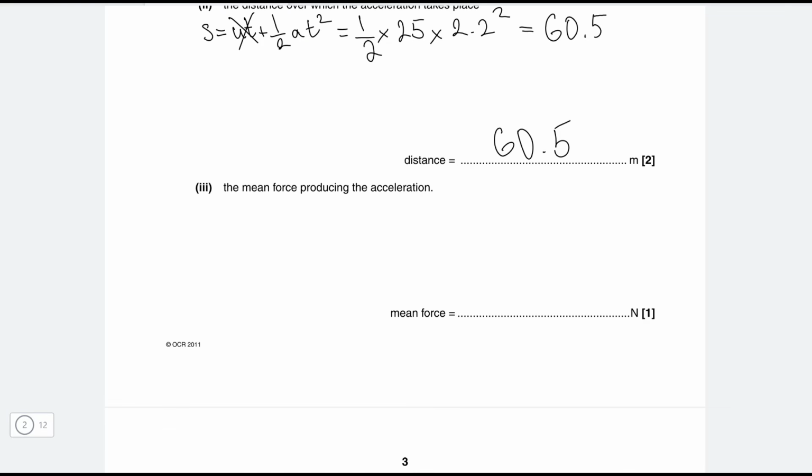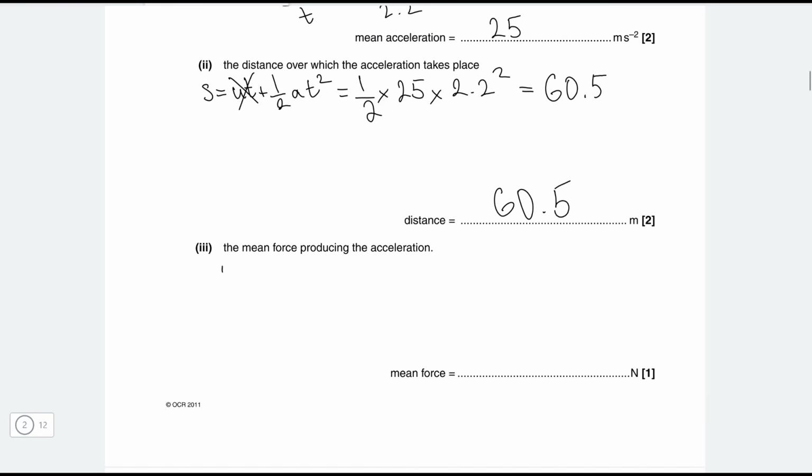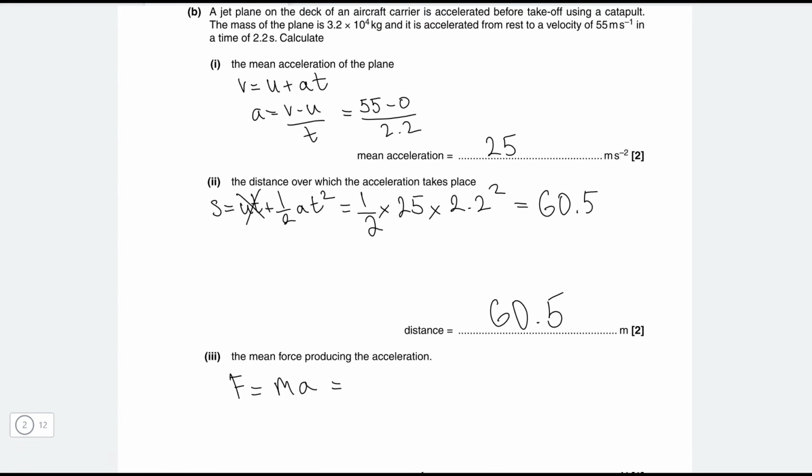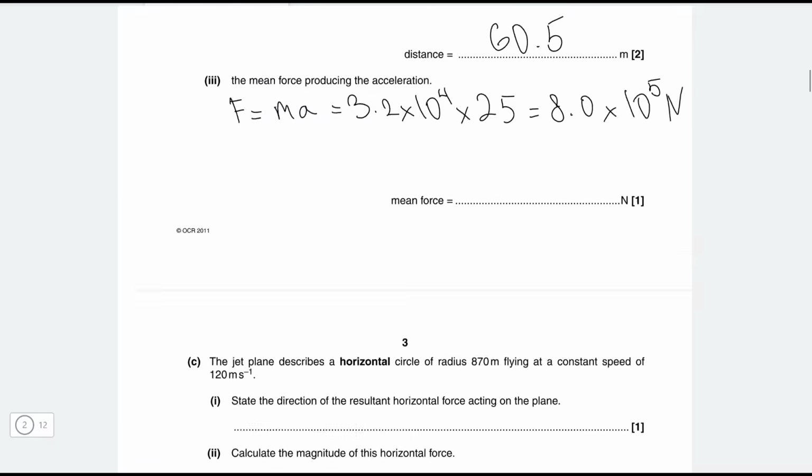Next one, the mean force producing the acceleration. Well, this one is easy peasy. So F is equal to ma. We're given the mass of the airplane to be 3.2 times 10 to the power of 4. So 3.2 times 10 to the power of 4 multiplied by the acceleration, which is 25. That's going to be about 8.0 multiplied by 10 to the power of 5 newtons.